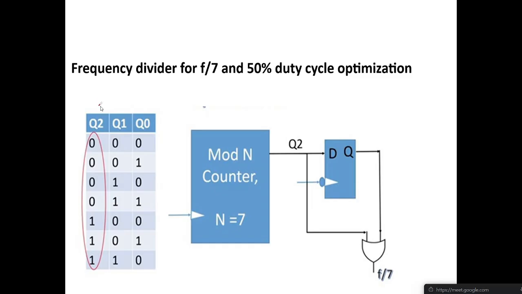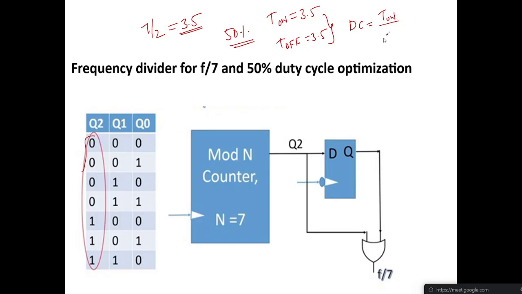Suppose it is f by 7. F by 7 means 7 by 2, which is 3.5. It is about the duty cycle. 50% duty cycle means it should be on for 3.5 clock cycles and off for 3.5 clock cycles. So what is duty cycle?